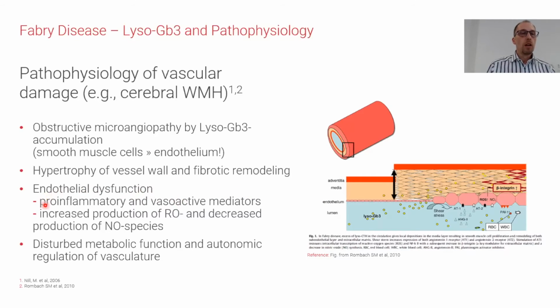You got a release of pro-inflammatory and vasoactive mediators. You got an increased production of reactive oxygen species and, via an NF-kappa B pathway, a decreased production of NO, which is a decreased release of NO residues. And finally, you got a disturbed metabolic function and a disturbed autonomic regulation of the vasculature. So this is a really intense influence of lyso-Gb3 on the pathophysiology of the vascular damage in Fabry's disease.